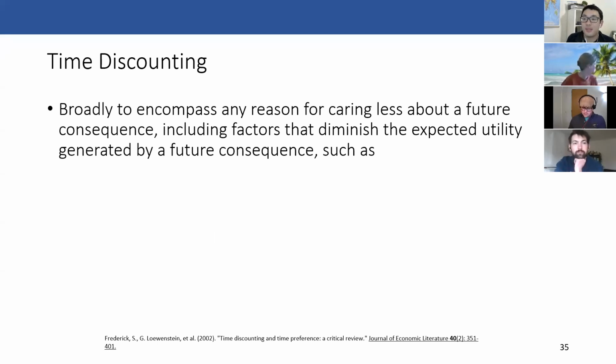Okay, and so time discounting includes factors that diminish the expected utility generated by a future consequence. One of the things you do when you do discounting is think about your possible outcomes, and the rates that come out of that line of thought are going to be influenced by a slew of items.